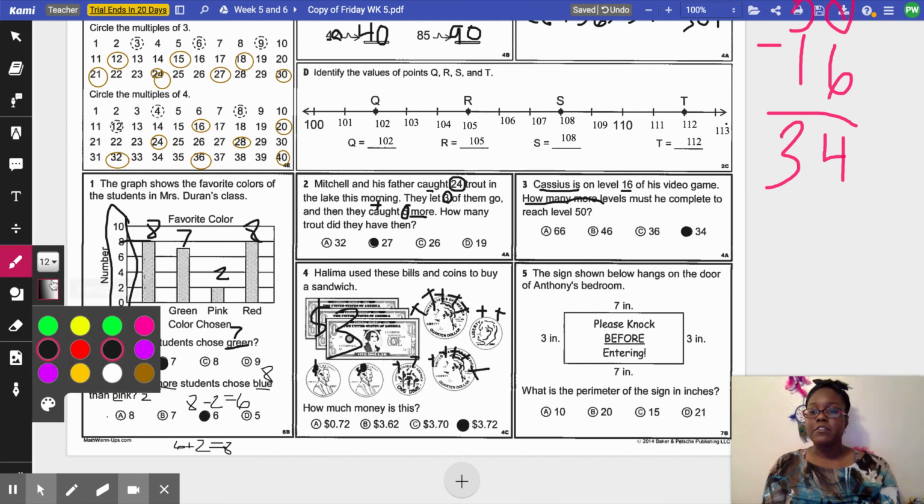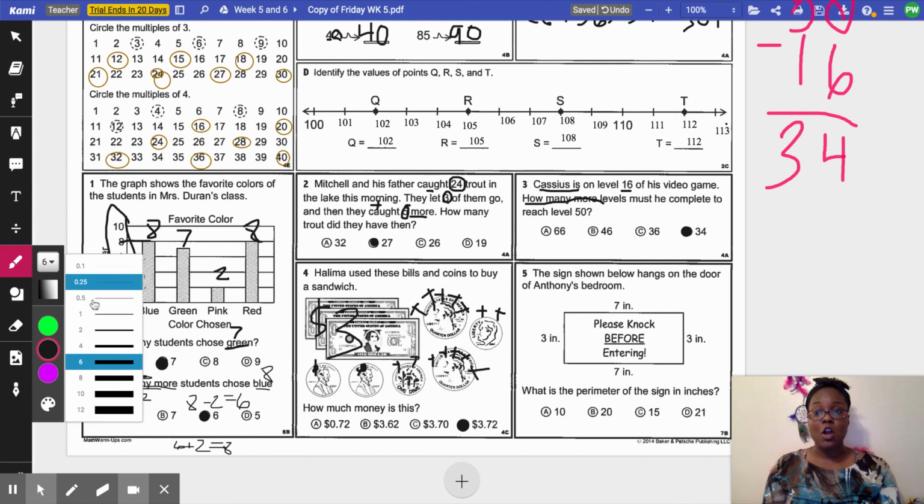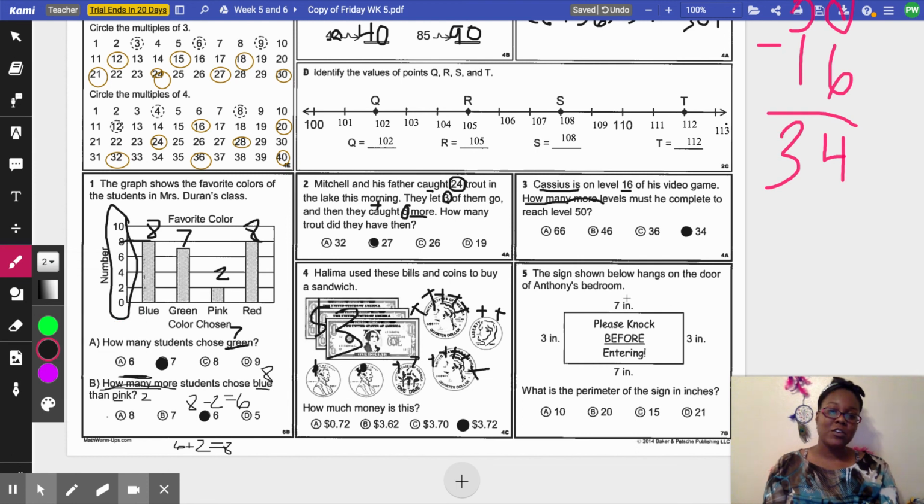Moving on to number 5. It says the sign shown below hangs on the door of Anthony's bedroom. We have 7 inches, 3 inches, 7 inches, 3 inches. Please knock before entering. What is the perimeter of the sign in inches?